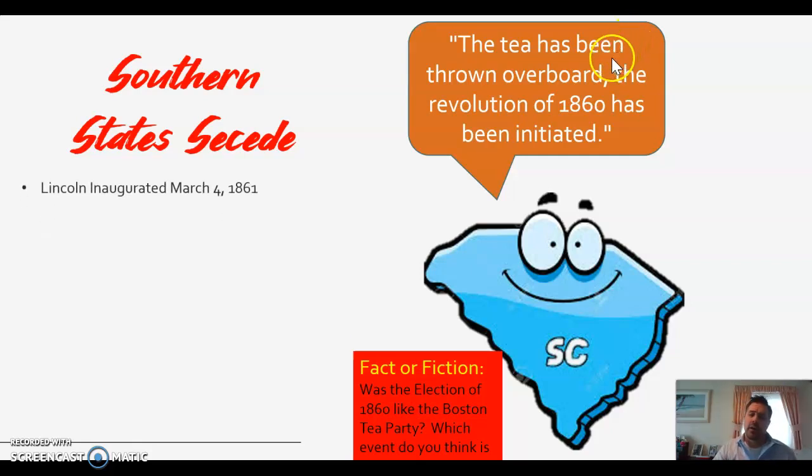Lincoln is not inaugurated until March. In the 1800s, presidents didn't assume office in January. They took office in March. So he's nominated in November. He wins the election in November. He's going to be inaugurated in March.